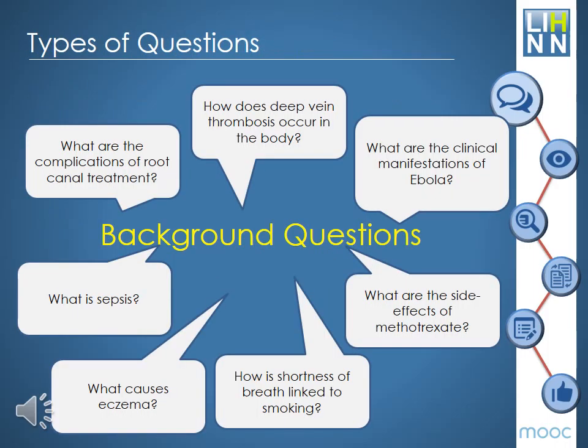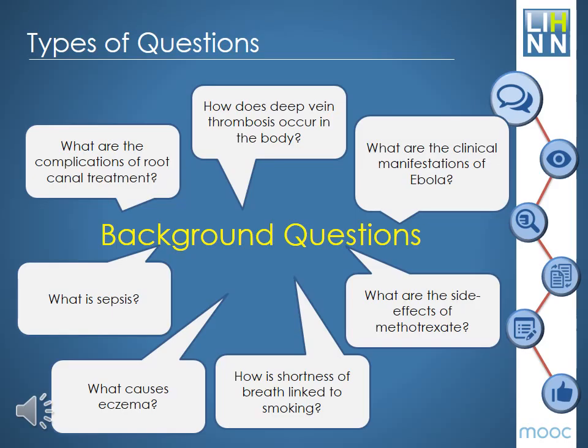The first thing to consider when you're asked to undertake a literature search is the type of question being asked. This is important as it will give you a good indication of where to start looking for the literature in order to fulfil the request. There are two main types of questions, background and foreground.